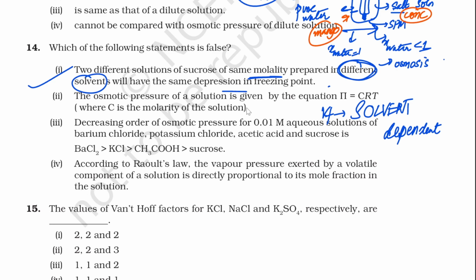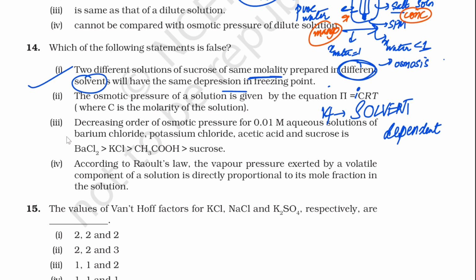The osmotic pressure of a solution is given by the equation pi equal to CRT. I like to put an i over here to make this correct. But ठीक है, because we've got the first one as false, this one can be true. Strictly speaking, I should put that i there, but when you first study osmotic pressure, we don't put the i. We put that later on, with abnormal molar masses, etc.